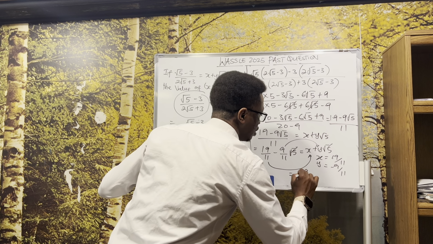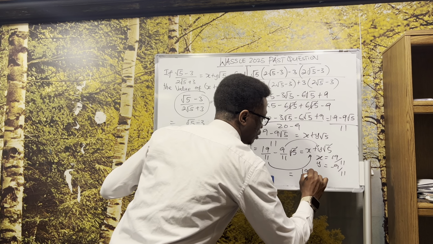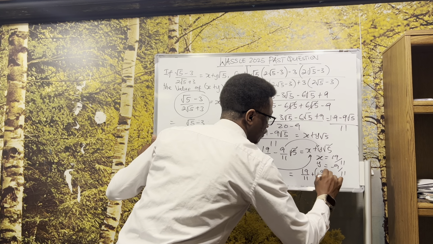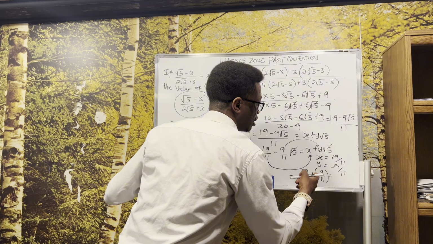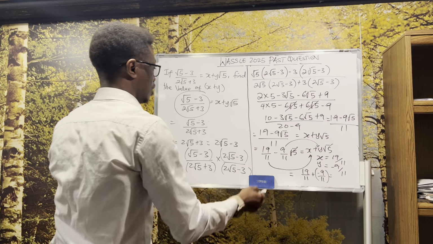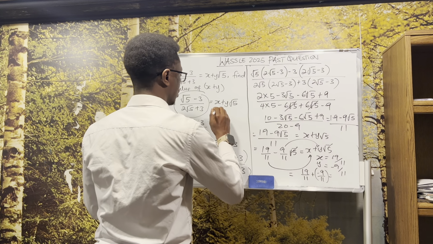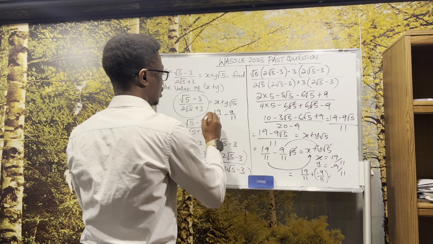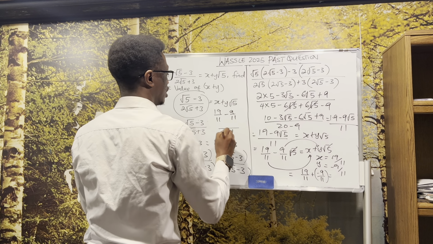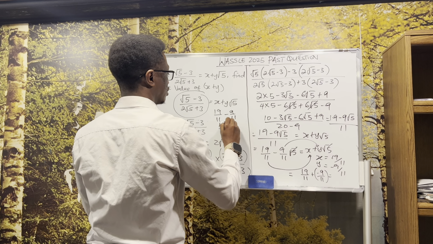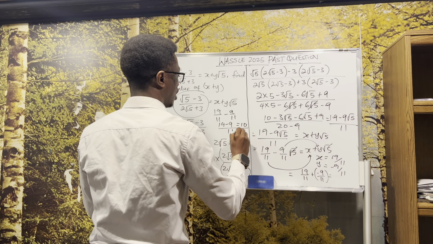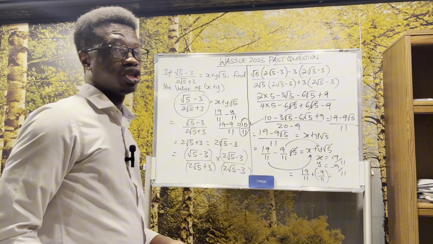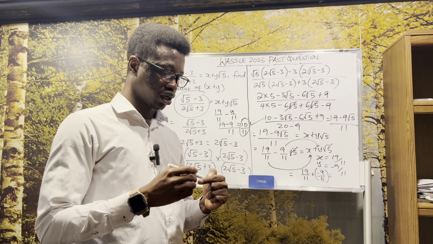This becomes 19 over 11 plus minus 9 over 11, so 19 over 11 minus 9 over 11. The LCM here is just 11, so it becomes 19 minus 9. So the answer becomes 10 over 11, which is your answer.